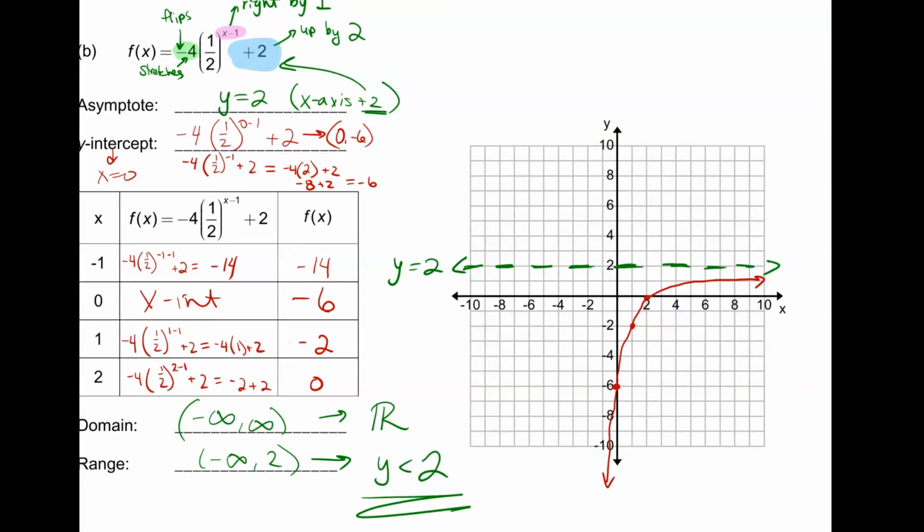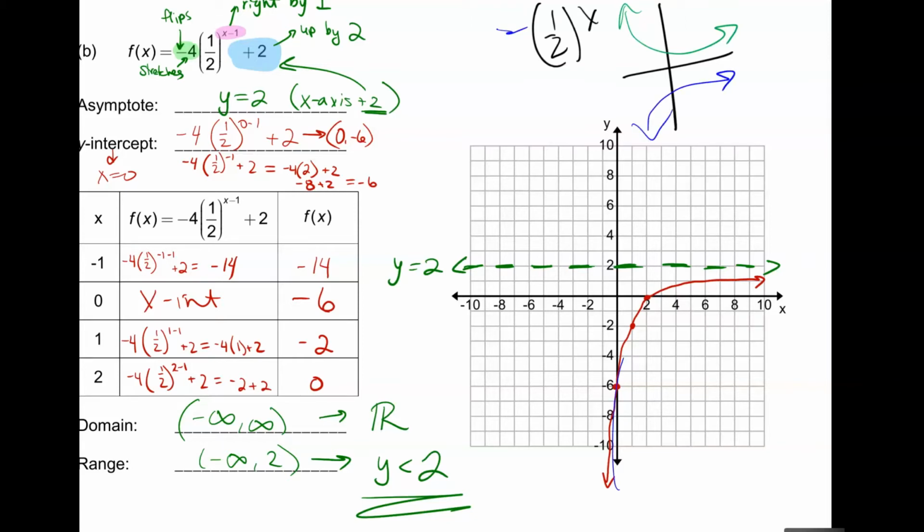All right, so if I would just have 1/2 to the x power, that would be decay. But if you put a negative in front of it, okay, you flip it over the x-axis. So that's why this is flipped over, because of the negative sign in front. And then we stretched it by a factor of 4, right? So it's a lot steeper. And then we shifted up by 2, to the right by 1. So a lot of stuff going on. But notice the range. It's all these y values that are less than 2. I have really big negative y values, all the way up to 2.